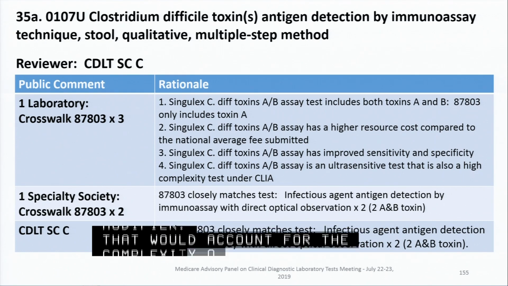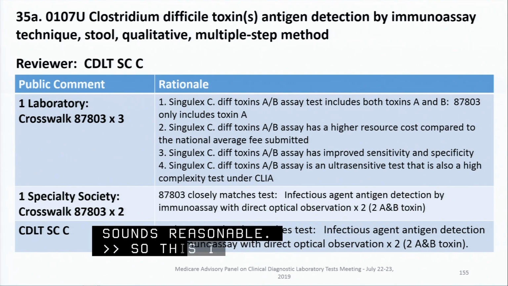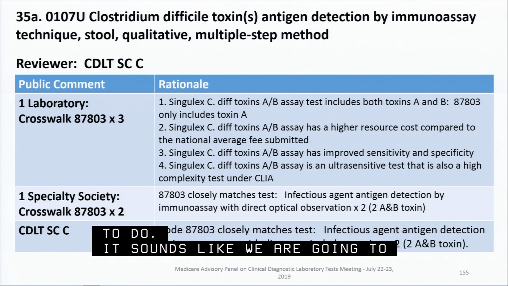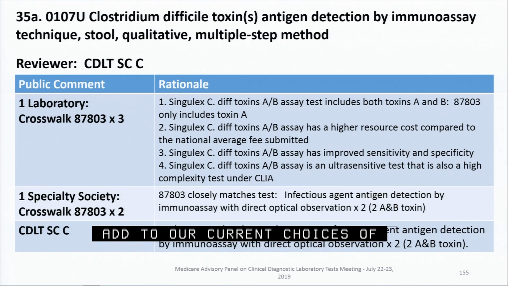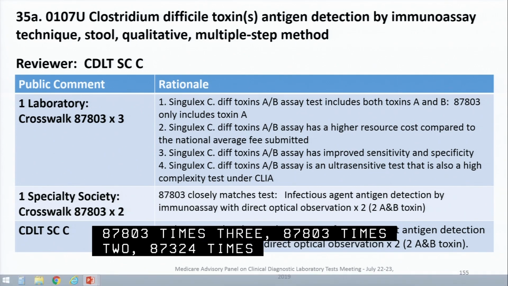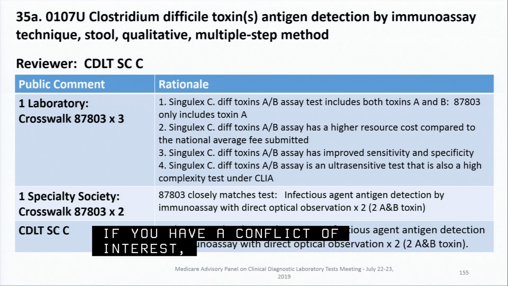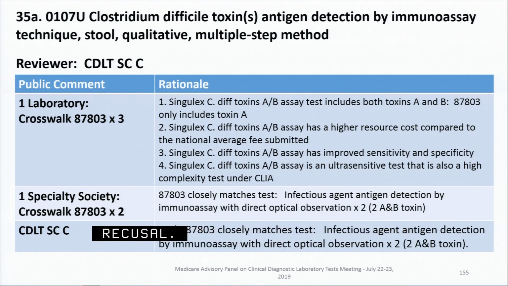Okay, sounds reasonable. So this is what we're going to do. It sounds like we are going to add to our current choices of 87803 times 3 and 87803 times 2, 87324 times 2. And do we have any more comments? I think Dr. Kroc, were you going to say something? Okay. And then, obviously, if you have a conflict of interest, the understanding would be recusal. So, having said that, does Sarah want to say something?